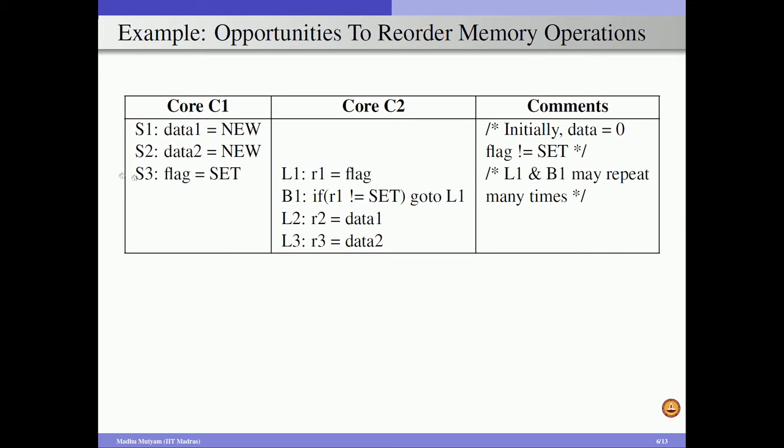As a result, we have to execute S3 after S1 and S2, but there is no need to execute S1 first and then S2. We can execute S2 first, then S1, and finally S3. Similarly, in core 2, it does not matter whether we execute L3 or L2 first. Of course, when we come here the condition is already false, so as a result we can execute L2 and L3 in any order, it does not matter.